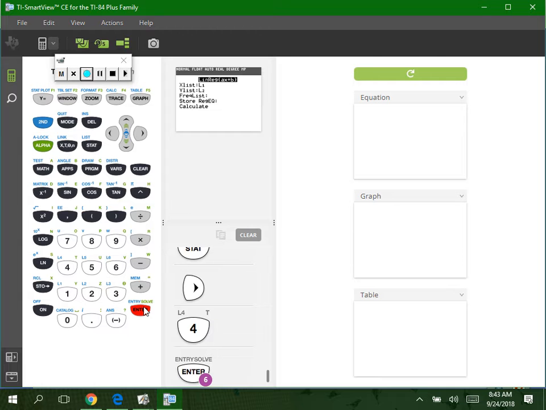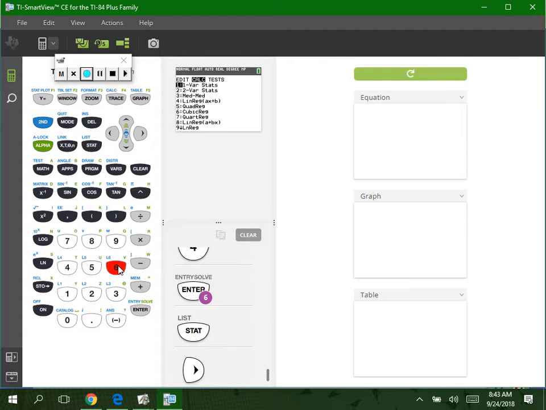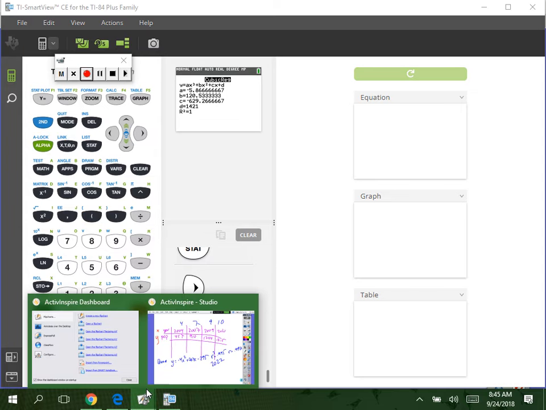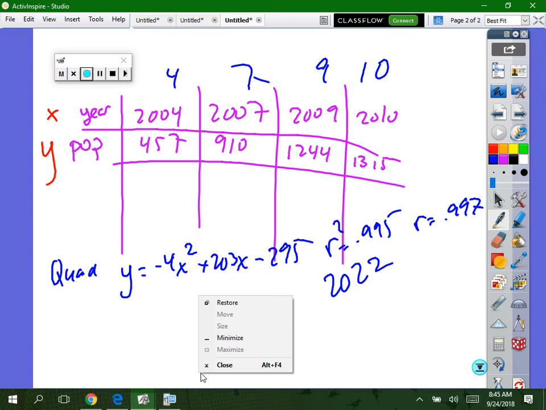Let's go do the cubic regression. Once we're at stat, calculate. Let's do number 6. Okay. Notice r squared is 1, so our r value is 1. And it should be because once again it's 4 points. So notice our cubic.